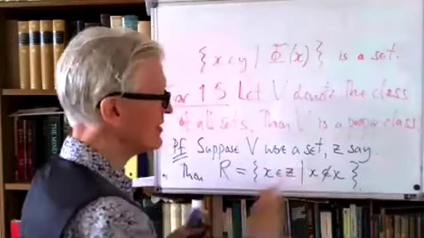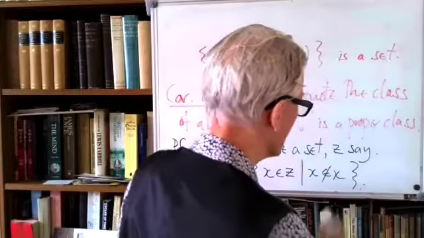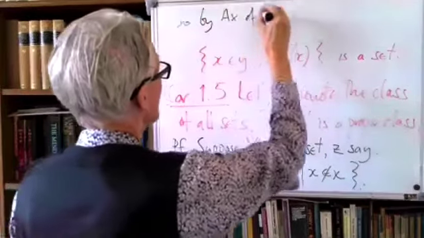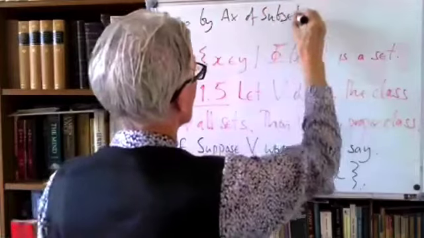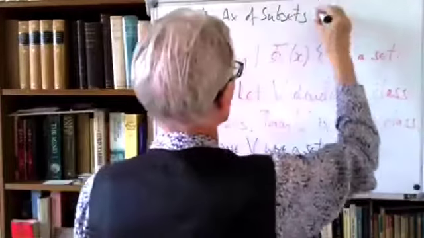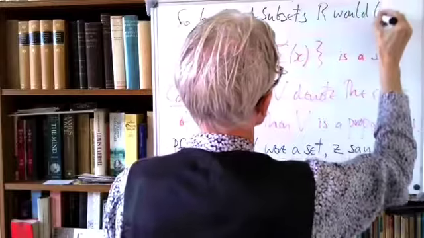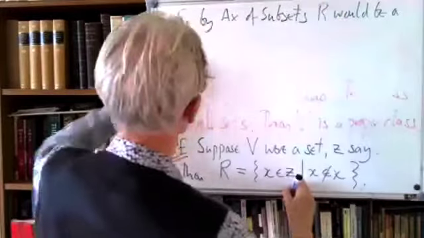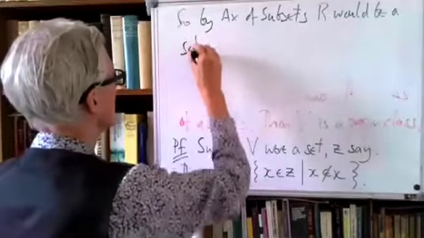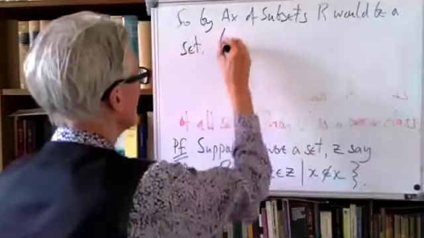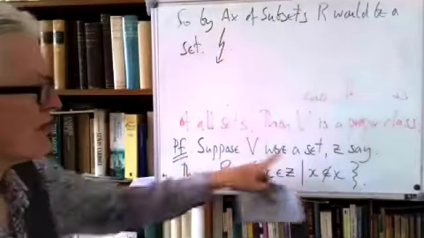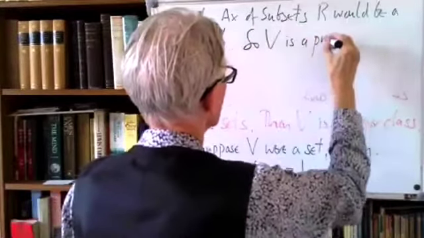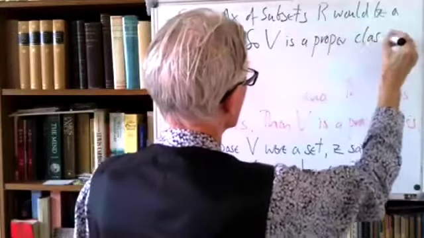So our supposition that V is a set is false. So by the axiom of subsets, R would be a set. Okay, that will be a contradiction. So V is not a set. So V is a proper class.